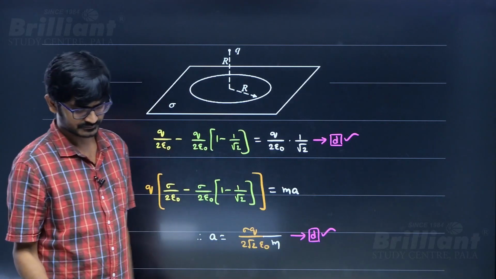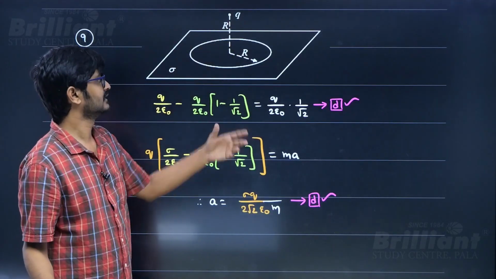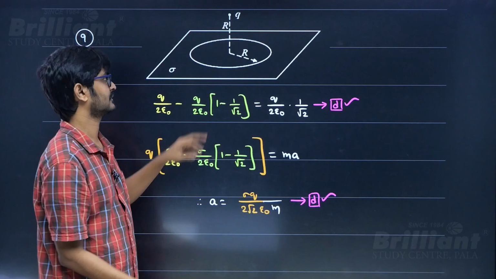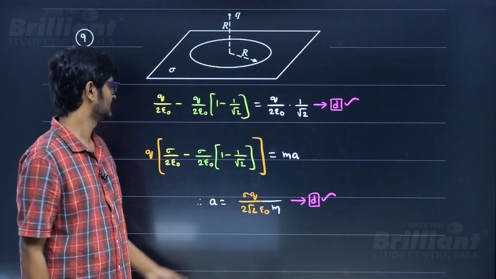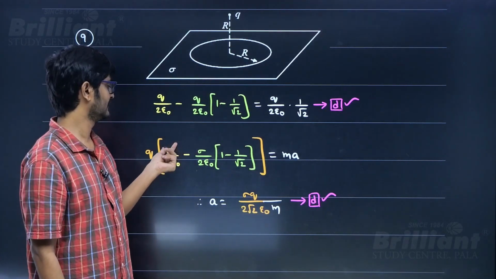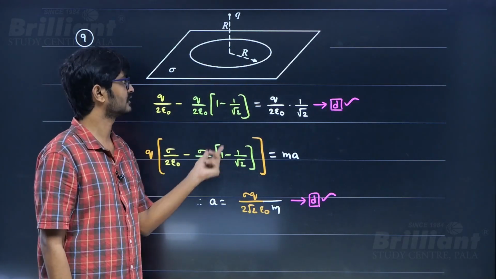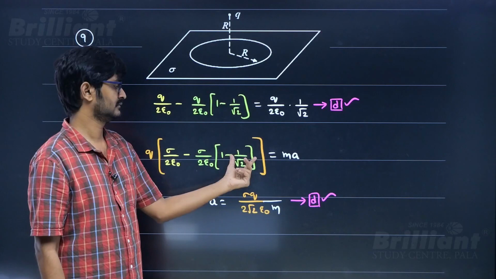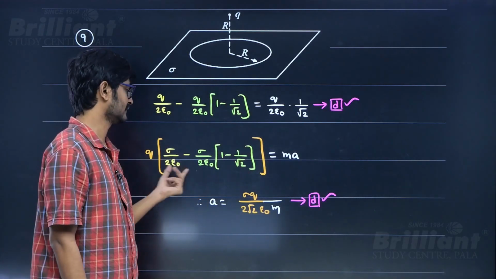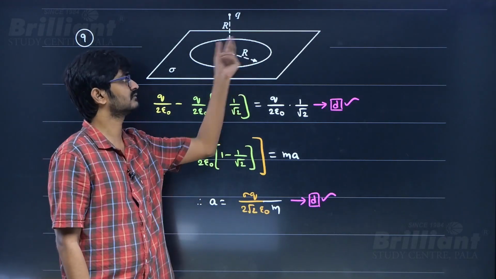Now similarly, if you want to find the force on this charge, find the force because of the sheet and subtract the force because of the disk. Field because of the sheet is sigma by 2 epsilon naught. Field because of the disk is going to be sigma by 2 epsilon naught into 1 minus cos theta, 1 by root 2. So this is the total field: field because of sheet minus field because of disk.